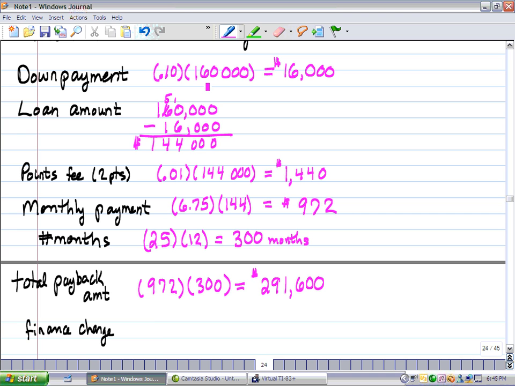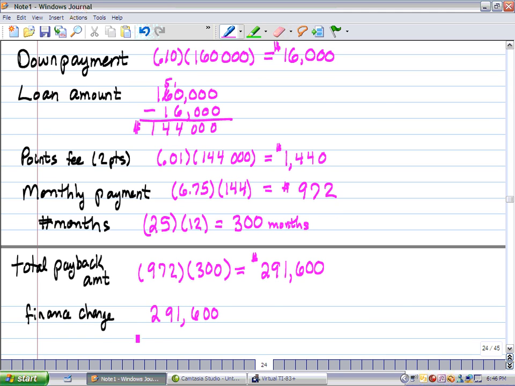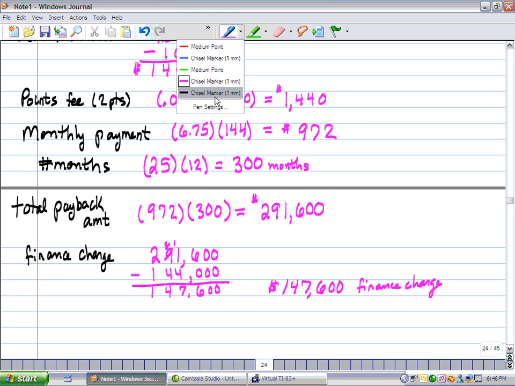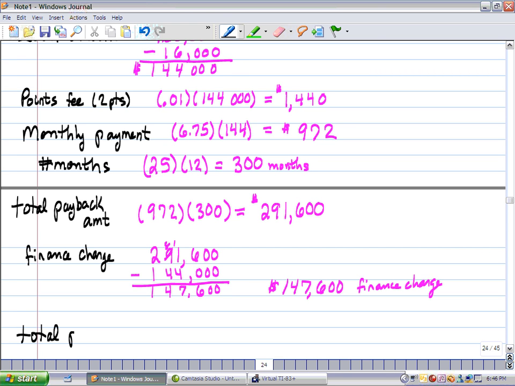Well, $291,600. How much I'm paying back when I only borrowed $144,000. So that's going to be what, $147,000. $140,600 in finance charge. So take the amount you pay back minus the amount you borrowed, same way you did for the installment loan. Total paid for the house.